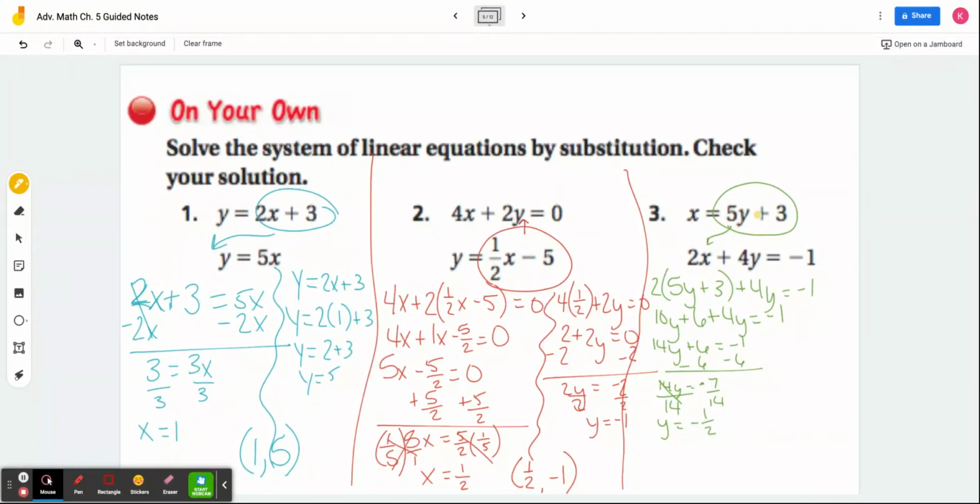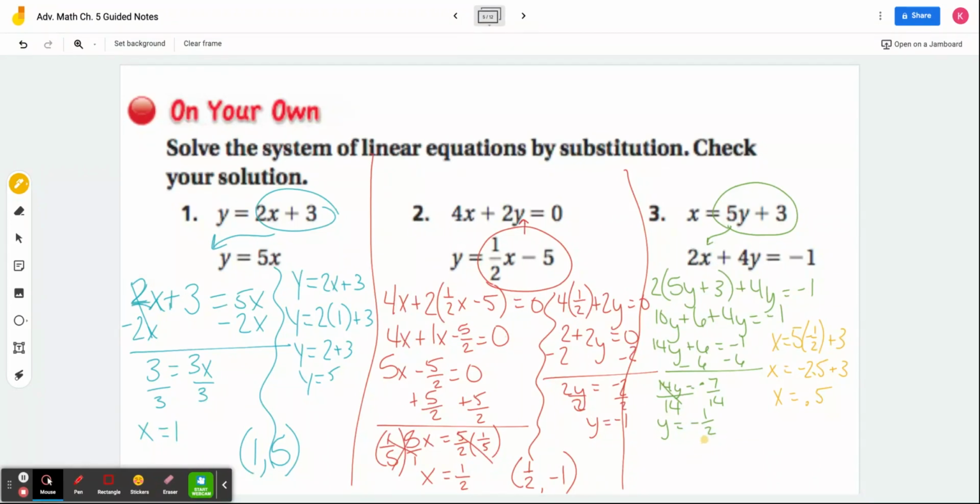So if I plug it back into my first equation here, I have x equals 5 times negative 1/2 plus 3. 5 times negative 1/2 is negative 2.5 plus 3. So x equals 0.5. We would subtract these and keep the sign of the larger number since they have opposite signs.